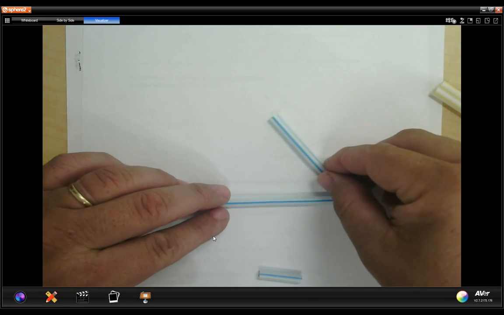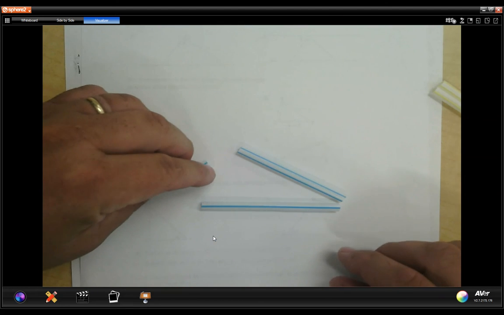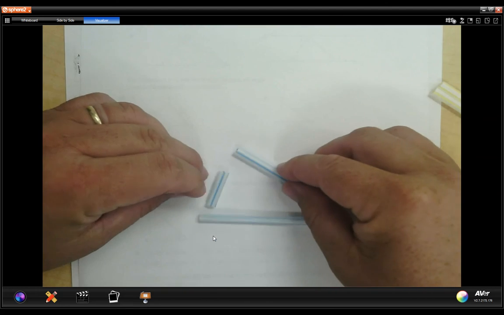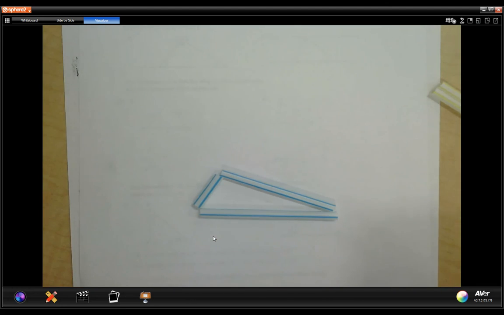So let's look at the blue one and let's see what happens here. I have the blue one, again the same length straw when I started. Let's see if we can make this happen. So this is here. This is here. Voila! Look at that. All of a sudden with this one, we can in fact make a triangle.